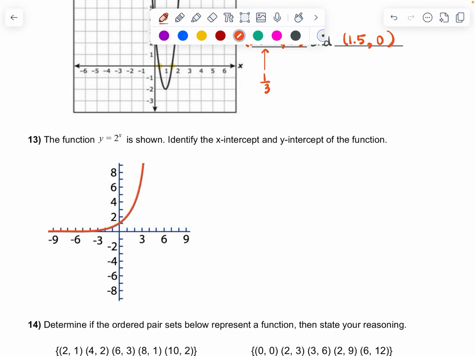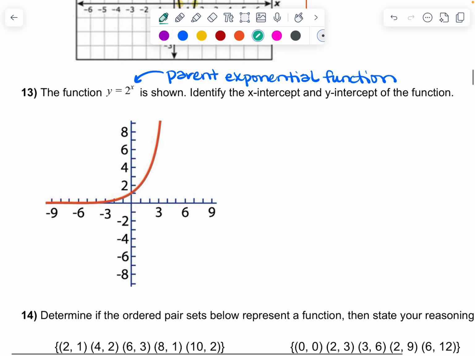All right, number 13, the function y equals 2 to the x. So remember, this is the parent exponential function. If you've already done the last page of this review, it reviews all of these. Identify the x and the y-intercept. Well, the y-intercept is (0, 1), because anything to the 0 power is 1. You're literally plugging a 0 in for the x, and 2 to the 0 power is 1.